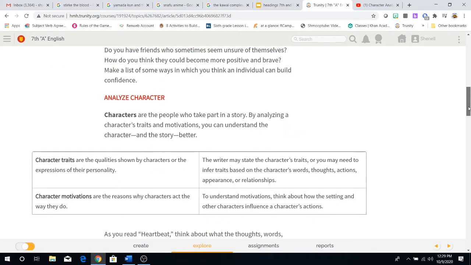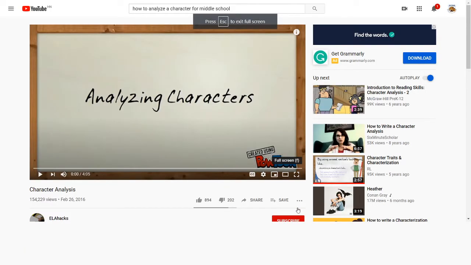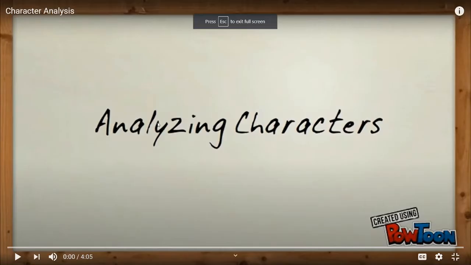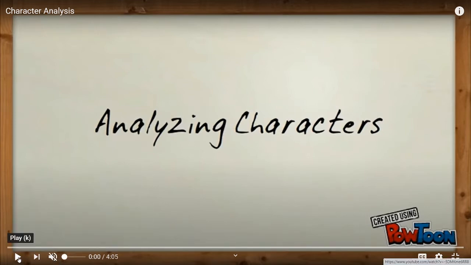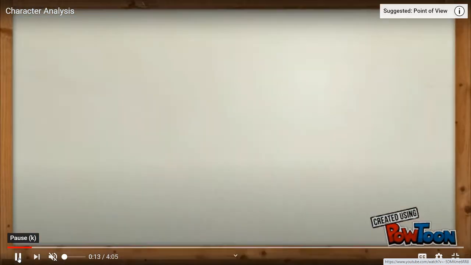So we're going to look at how we can analyze a character through a quick video of character analysis brought to you by Powtown. One of my favorites, guys. You can also use it whenever you guys need to. It's actually completely free. So analyzing characters, or character analysis, is very easy once you break it down into certain parts, because there are ways you can break down the character analysis and really understand the character themselves.